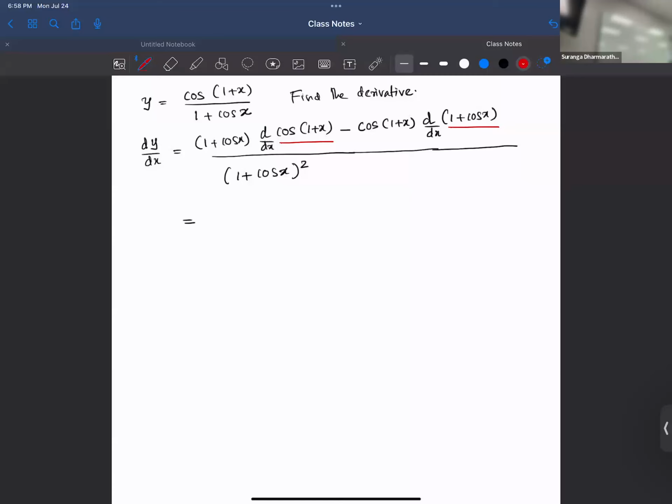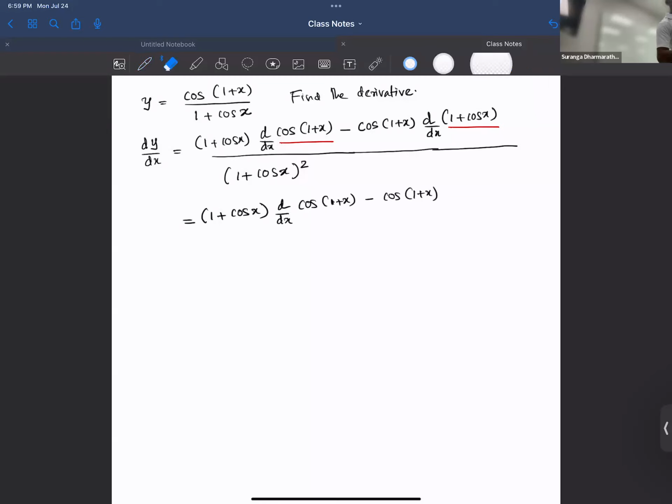So which one is easy to find? Can anybody tell me out of those two? 1 plus cosine x. Why is that? Right. So let's see now. How do I find the first one? Let's keep this difficult one for later. So now if you think this is difficult, let's keep that. Cosine(1 plus x), right? Minus cosine(1 plus x).